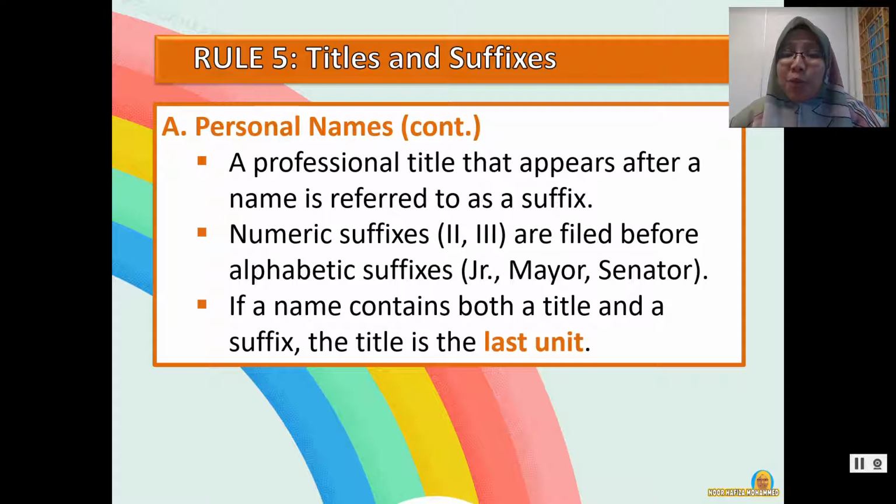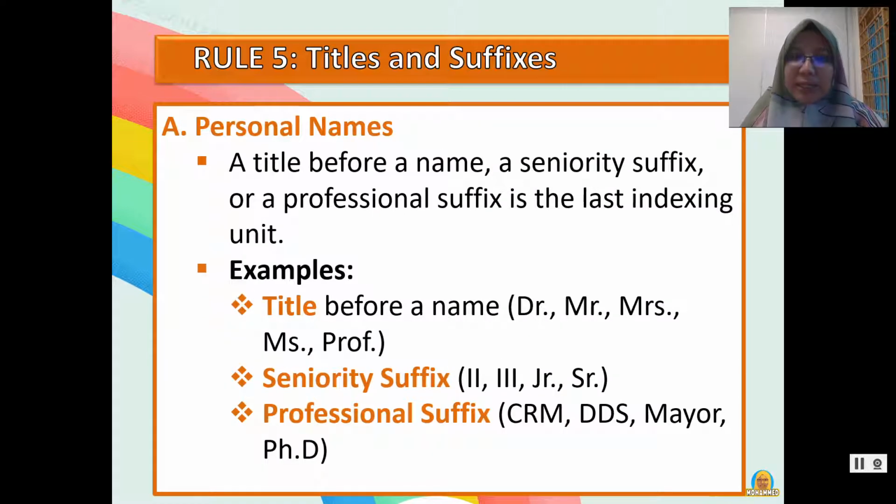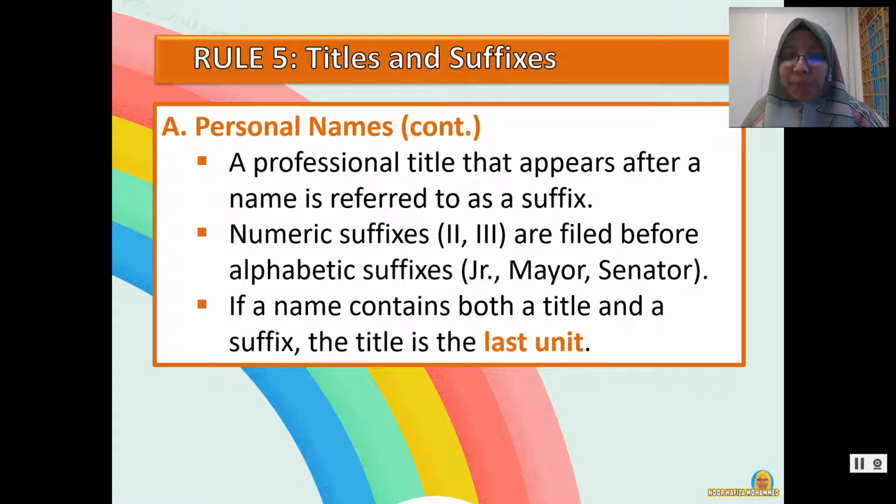For suffix we have two. The first one is numeric suffix, and this one is under seniority suffix. So for your seniority suffix, you have numeric and you have alphabetic. Numeric is Roman number 2 and 3, and alphabetic suffix is junior, senior.